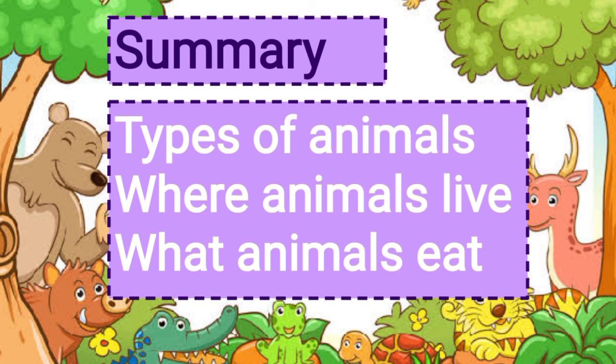Then animals can also be grouped according to the place they live in. They may be terrestrial, aquatic, amphibian, arboreal and aerial. Then animals can be also grouped as herbivorous, carnivorous, omnivorous, scavengers or parasites depending on their feeding habits.